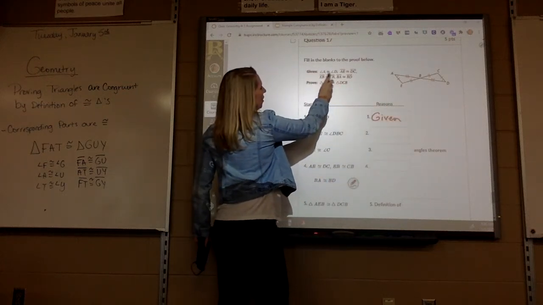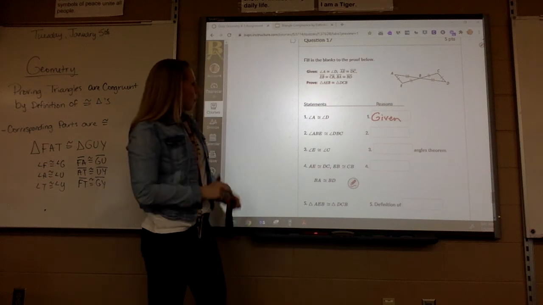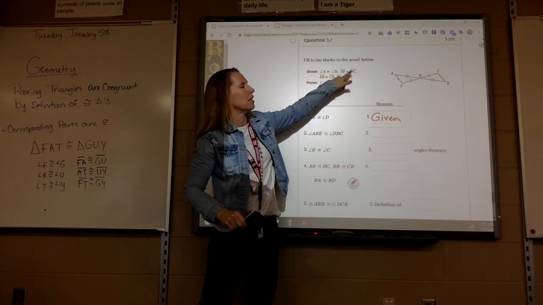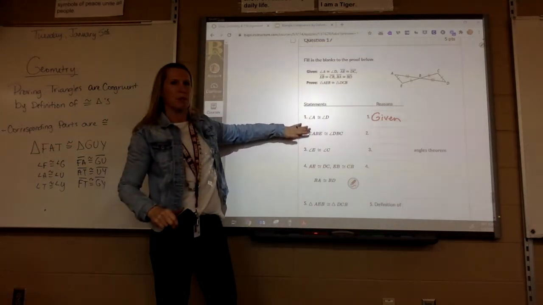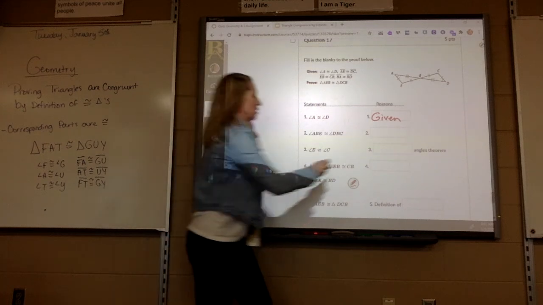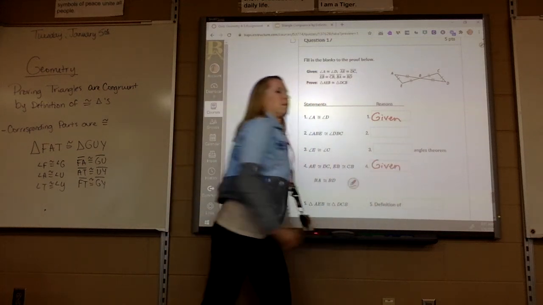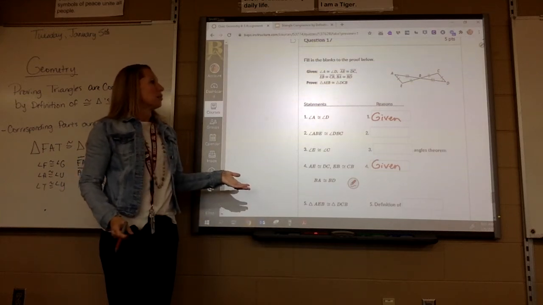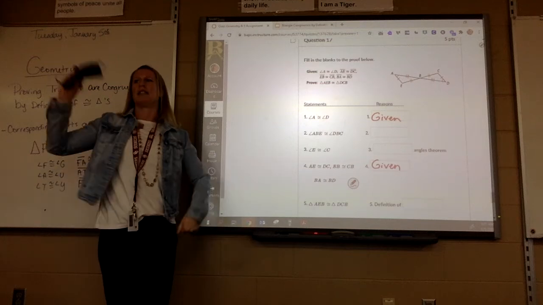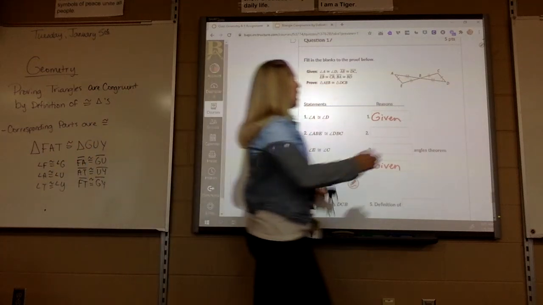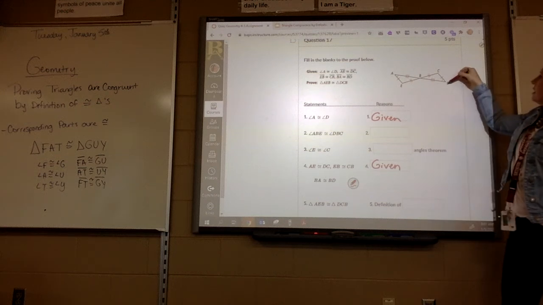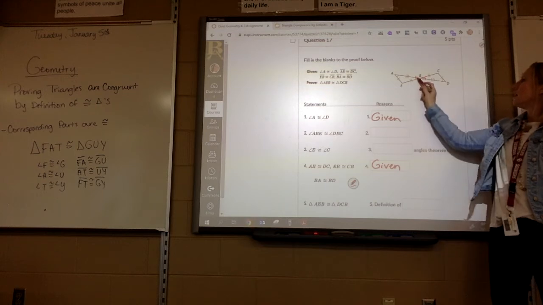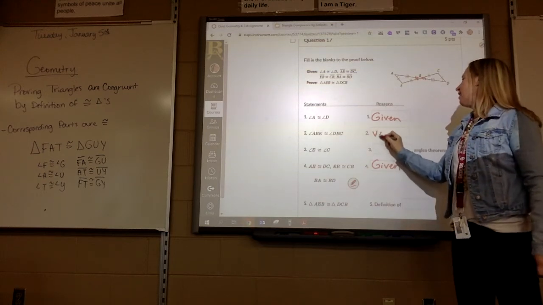So given angle A is congruent to angle D. I'm also given up here that AE is congruent to DC, and EB congruent to CB. Do you guys see that? Where's the other given on this proof? Number 4. So I'll go ahead and put given there. Notice all the givens don't always have to be at the beginning. So our ultimate goal is to prove that all 3 angles equal all 3 angles and all 3 sides equal all 3 sides. So let's look at ABE and DBC. Why would these 2 angles be equal to each other? Vertical, yeah.